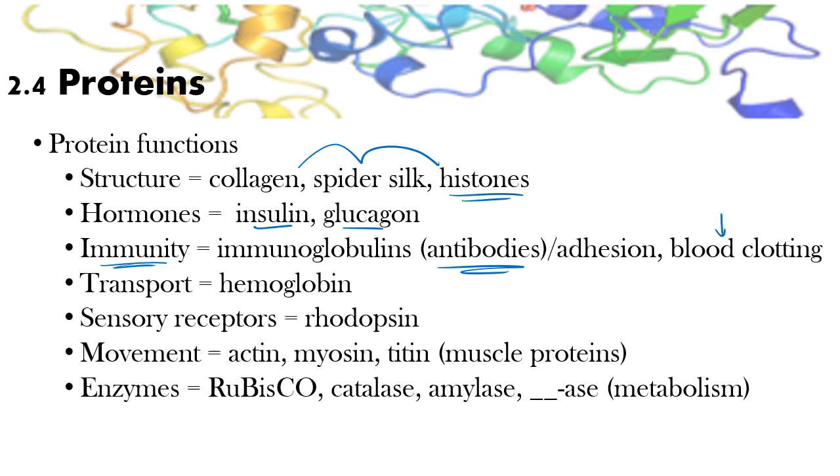When we clot blood, when we get a cut and we have to form a scab, that's done by proteins. Transportation of some things, like hemoglobin, carries oxygen around the body. This is an important transport protein. We have sensory receptors, rhodopsin in our eyeballs, helps us to see. Movement, our muscle is so much protein, actin and myosin, we talked about that, titin. And then we have enzymes, our metabolic proteins. Rubisco is one, catalase, amylase. Generally, if it ends in an -ase, it is an enzyme and it carries out metabolism for us.